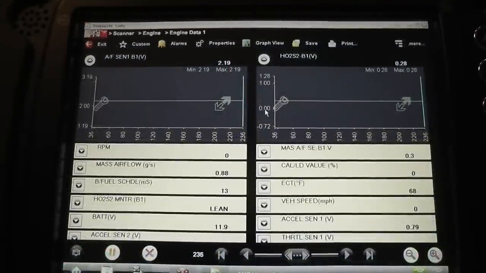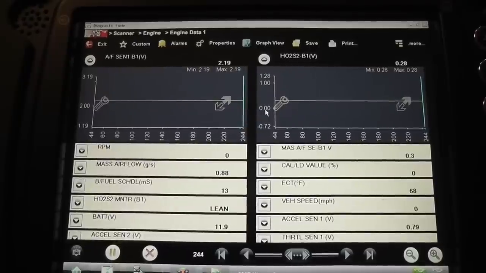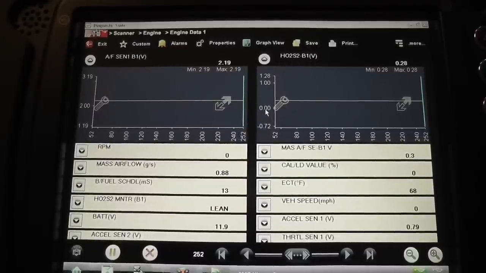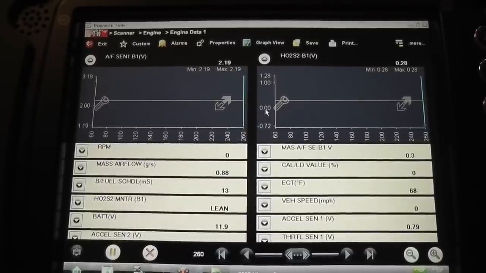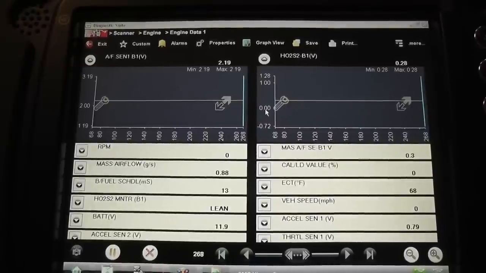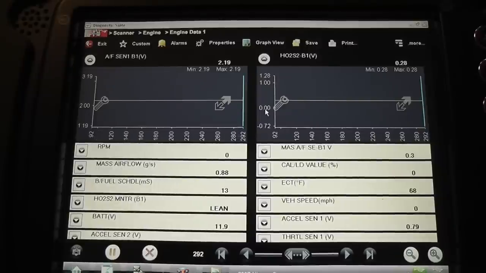See, HO2S2B1. That's backwards from what most of the ones we see. We usually say bank first, then sensor. That could throw you off if you're reading it fast. Our focus is on this upstream. It is a wideband. We're going to do the heater circuit first.